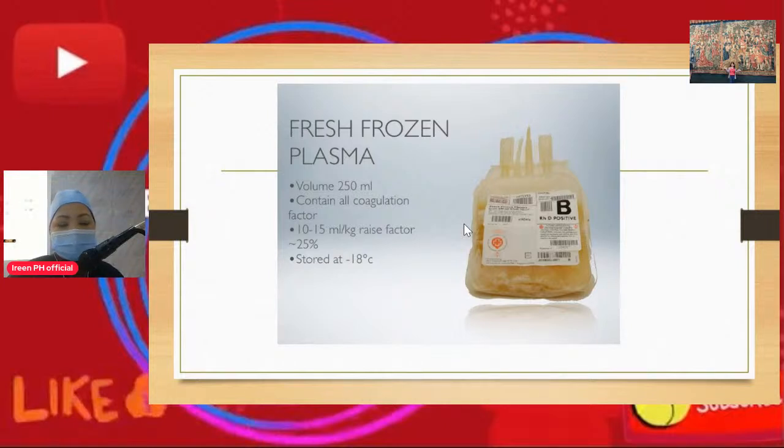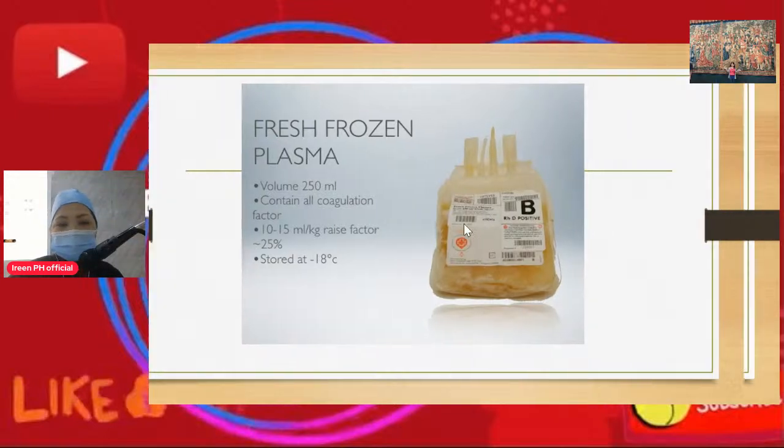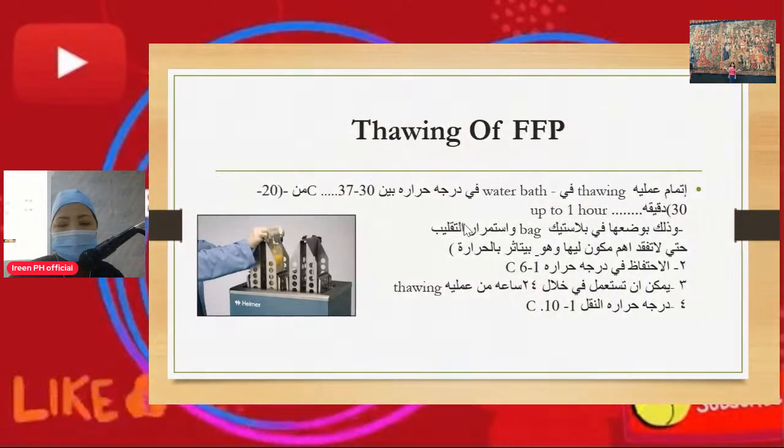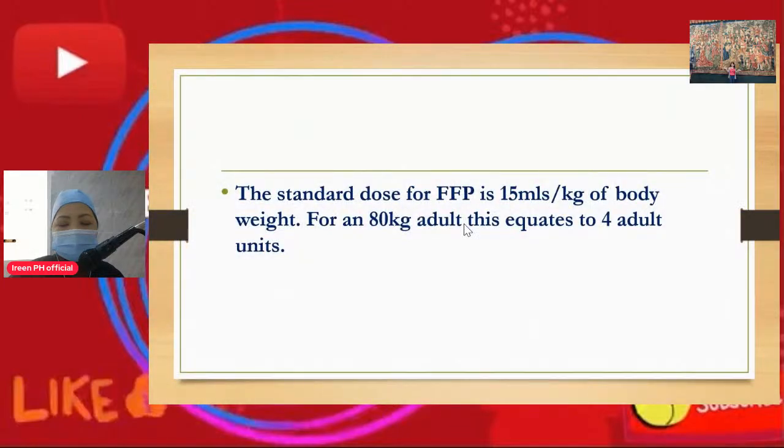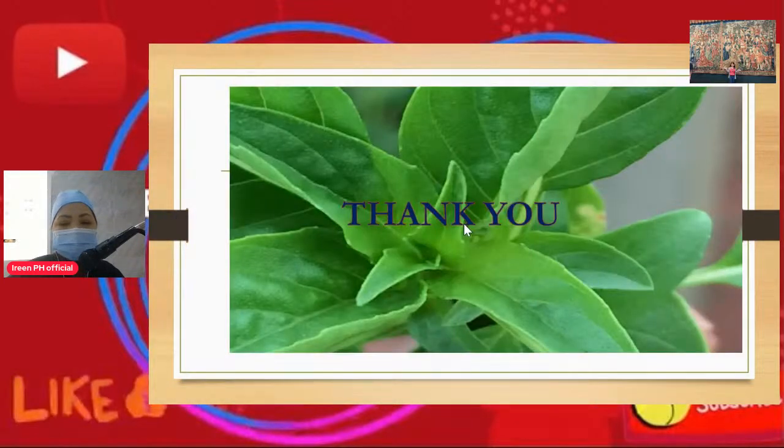Fresh frozen plasma, volume 250 ml, contains coagulation factors. It will be discussed by Dr. Sana after my topics. The standard dose of FFP is 15 ml per kilogram of body weight, for an 80 kilogram adult. This equates to about four adult units.